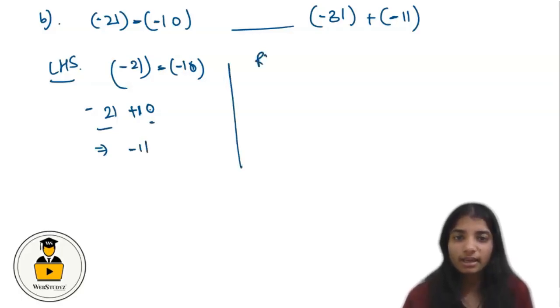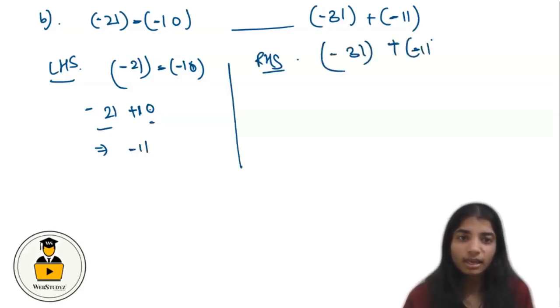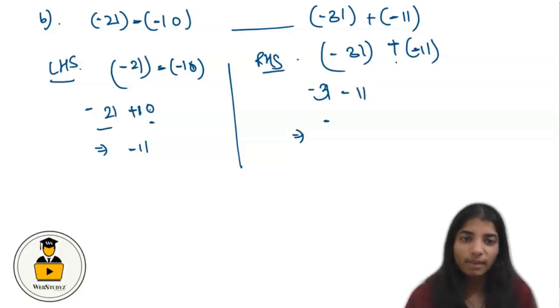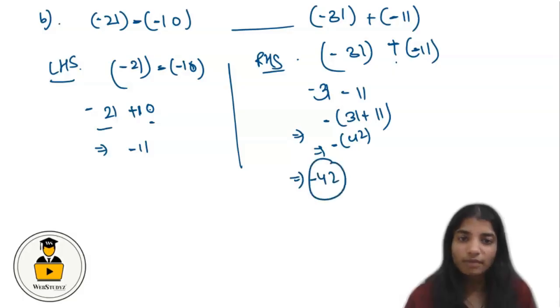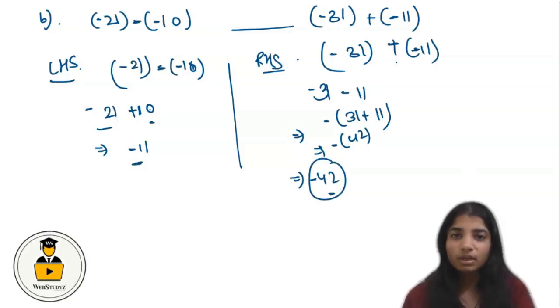Now solving the right hand side of this term. The right hand side is minus 31 plus minus of 11. Opening this bracket, this becomes 31, and as we just discussed above, plus and minus become minus. So this is minus 11. Taking minus common, that becomes 31 plus 11. Adding 31 and 11, this is equal to minus of 42. So we know that minus 11 is greater than minus 42. So the sign here is minus 21 minus of minus 10 is greater than minus 31 plus minus of 11.